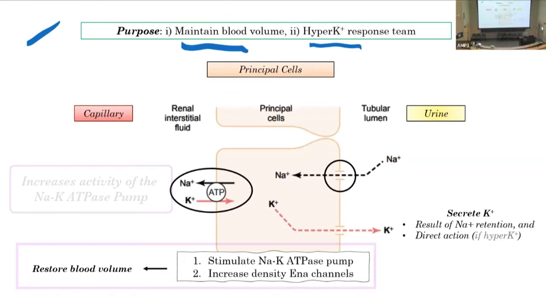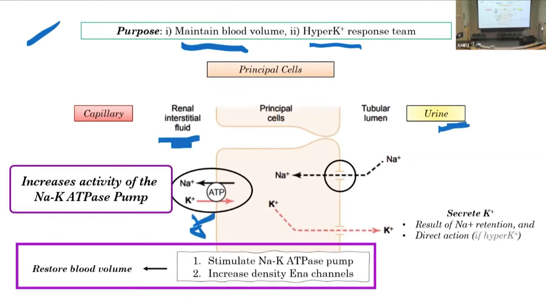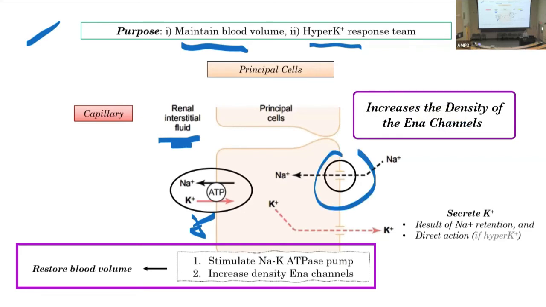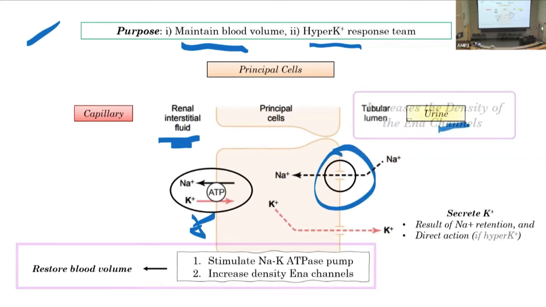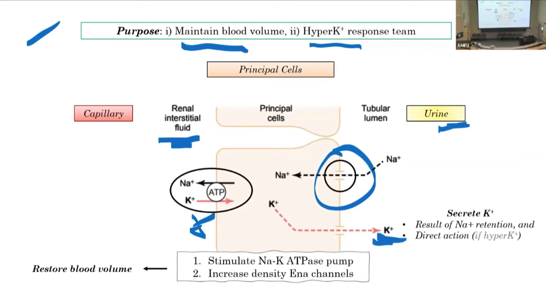How does aldosterone do its thing? It drives the sodium potassium ATPase pump, number one. Number two, it increases the density of these electrochemical sodium channels. And in the process, we're wasting potassium. And all that's important because, first of all, it's about sodium retention and chloride to follow, water to follow, restoring blood volume, and we're losing K in the process. Those are the hallmarks of aldosterone and ultimately aldosterone hyperfunction or hypofunction that we'll get to.